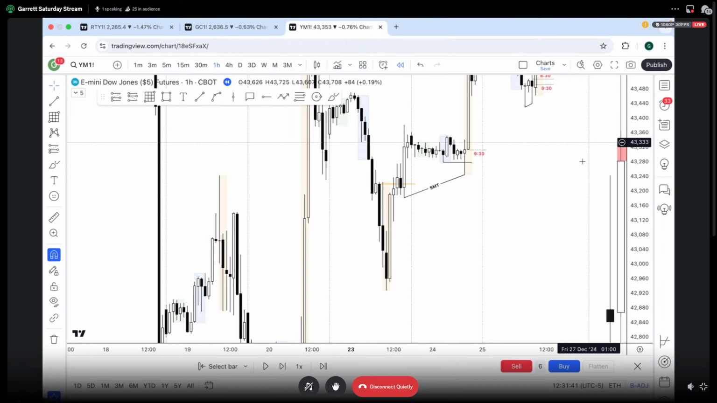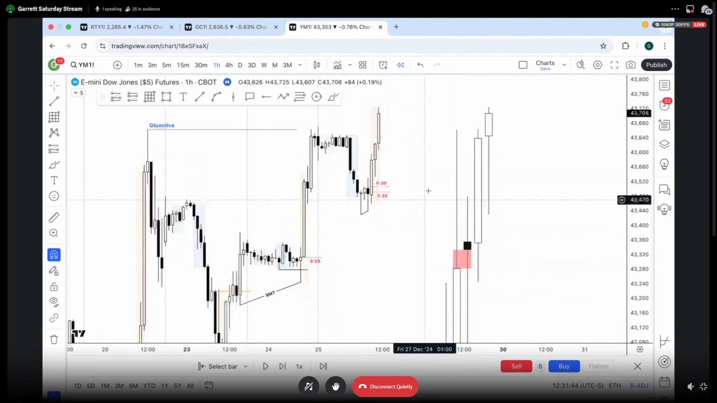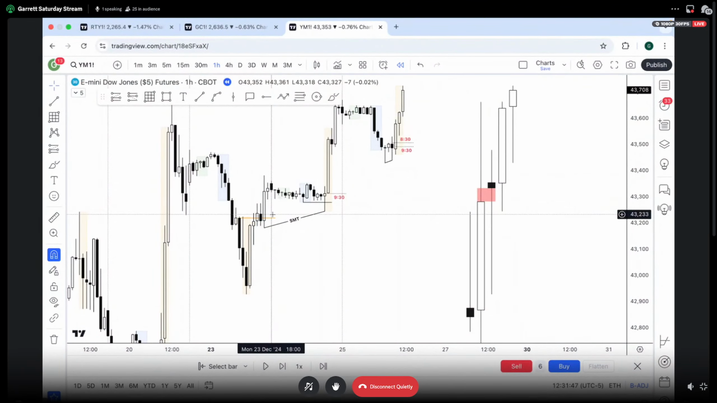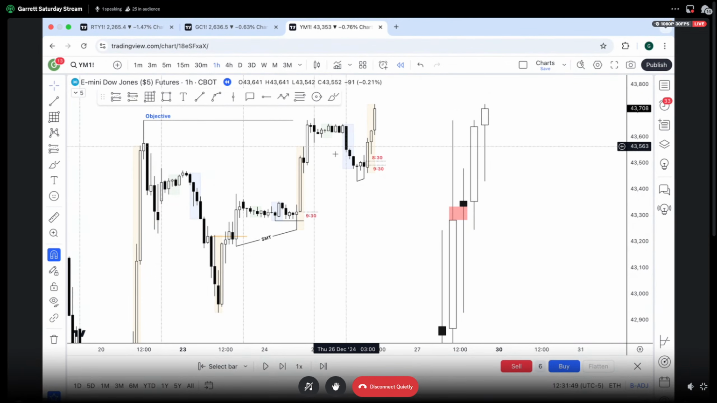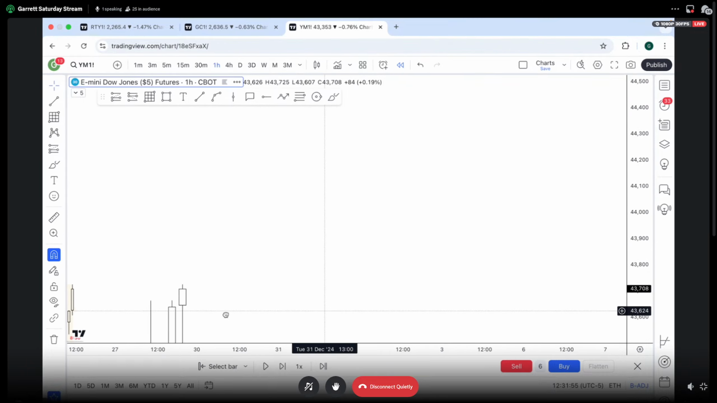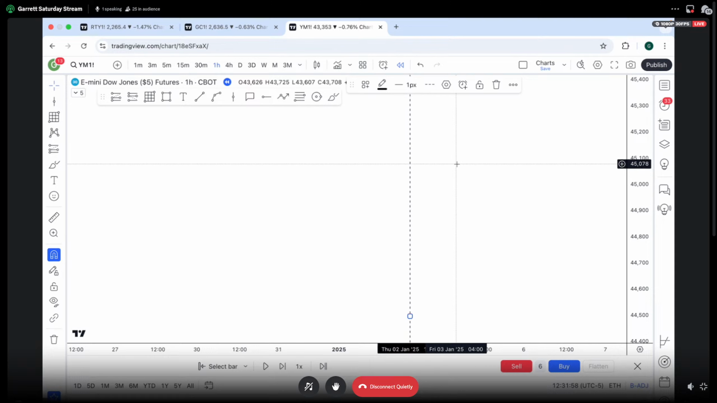And then what do we want to see, right? Especially after an expansion the prior day, the most ideal thing that you want to see is the previous two sessions show a continuation signature. What I mean by that is, let's say the daily opens here.